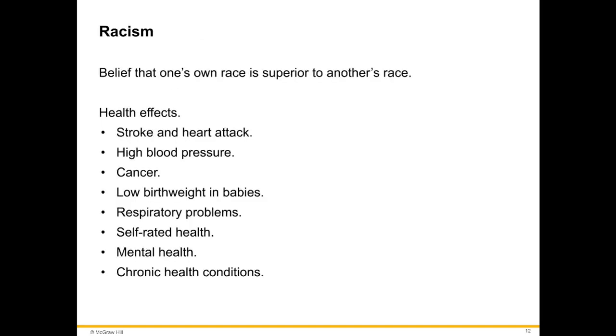Racism is the belief that one's own race is superior to another's race. The health effects include stroke and heart attack. This constant bombardment of racism throughout a lifespan can also lead to high blood pressure, cancer, low birth weight in babies, respiratory problems, self-rated health, mental health, and chronic health conditions.